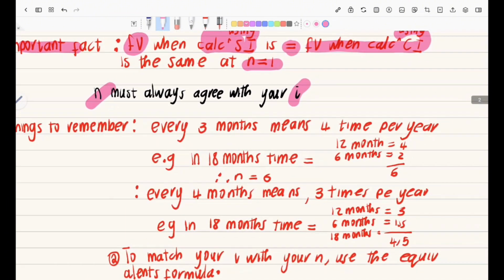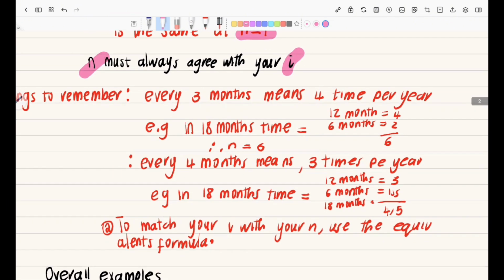So things that you should remember. So n should always agree with your I. Sorry guys, so that's a topic on its own. So these are the things that you should remember under this subject topic, right? So every 3 months, when they say every 3 months, they mean 4 times per year, right?